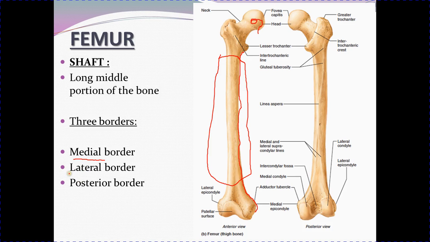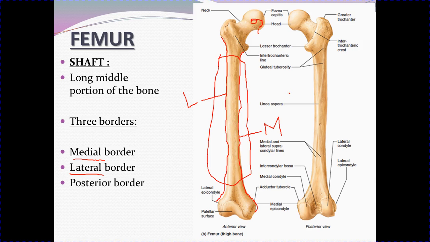The shaft of the femur has a lateral border. Now look over here. The greater trochanter is always present on the lateral side, and the border which is running downward from the greater trochanter down to the lateral condyle is called the lateral border. So this is the medial border which is running down from the lesser trochanter, and this is the lateral border which is running down from the greater trochanter.